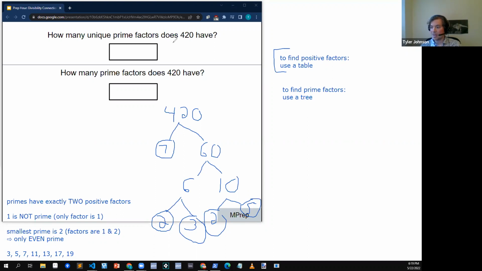So how many unique prime factors? Well, let's start with total first. So total, we've got a 2, another 2, a 3, a 5, and a 7. So we have 5 total prime factors. But for unique, I only count a single 2. So 4 unique, 5 total.